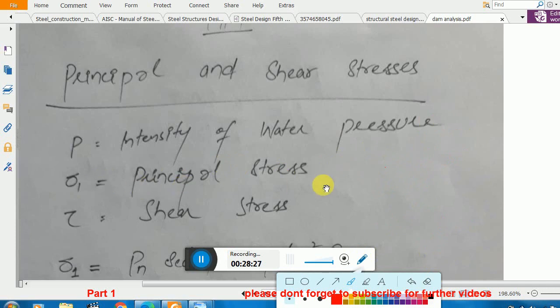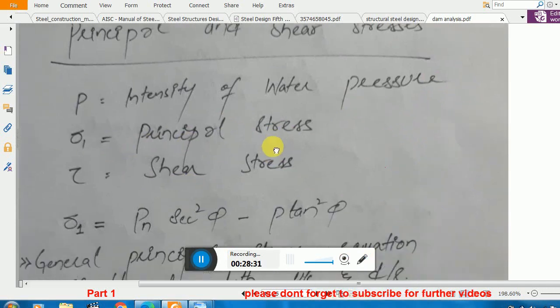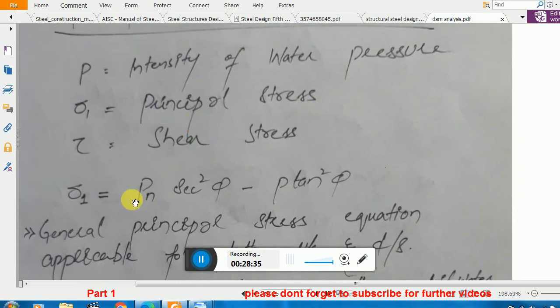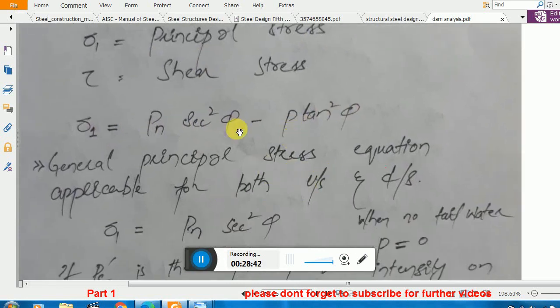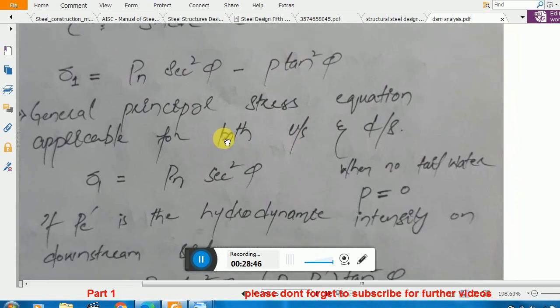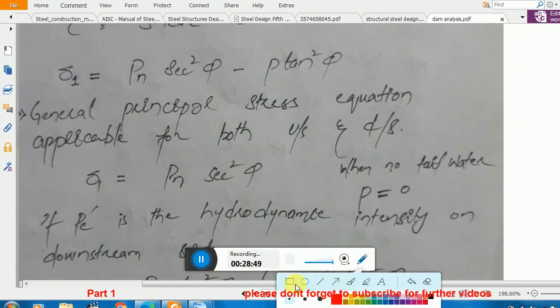Sigma 1 is the principal stress, tau is the shear stress, and sigma 1 is P in sec square phi minus P tan square phi. Remember, this is the general principal stress equation. If we have no tailwater, what is tailwater? Let me show you. For example, this is my dam structure, and we have still water here. Sometimes water will be here, and this is called tailwater. That tailwater exerts a pressure in this direction, which causes stabilization of the dam structure. That is known as tailwater.